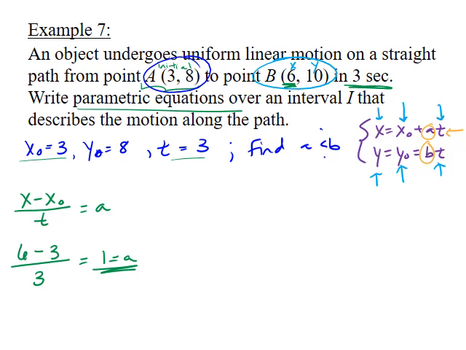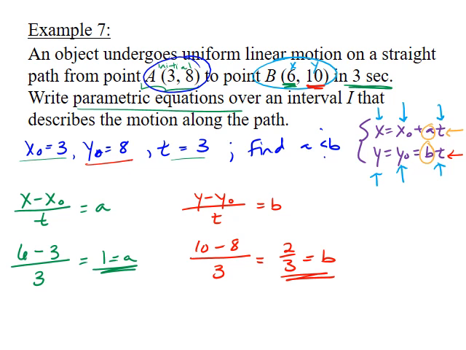I'm going to do the same thing with B. When I solve for B, I have y minus y sub 0 divided by t. Plugging in the given information, I know y is 10. The initial value for y is 8 divided by 3. This simplifies to 2/3, so B is 2/3.